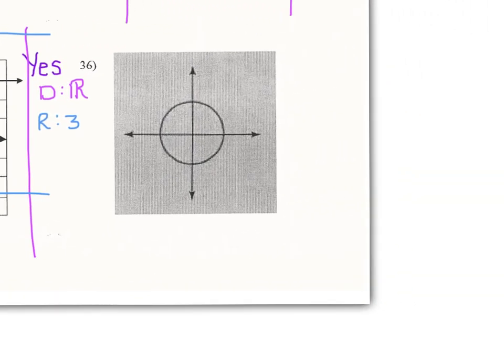And let's take a look at this last one. When I check with my vertical lines, I do hit more than one time. Okay, so here's my vertical line. I hit there, and so this would be a big fat no, again, because it fails the vertical line test.